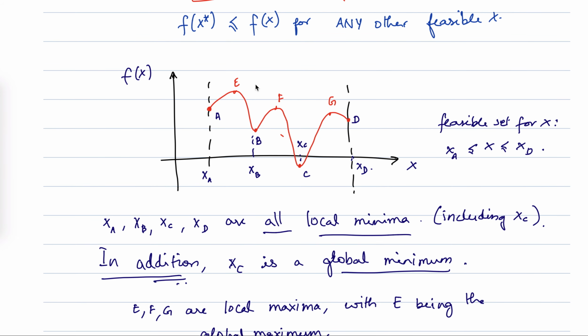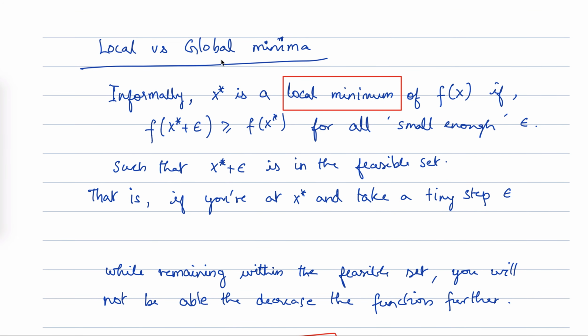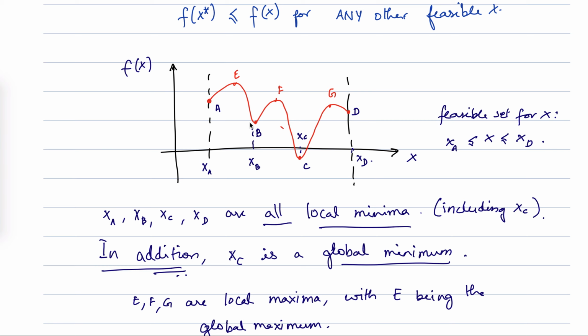Now, of course, we also have local maxima here. E, F, and G are local maxima, where E is the global maximum. Okay, so that's about local versus global minima or maxima. And some functions might have multiple local minima, and depending on the algorithm, we may get stuck in a local minimum, which is not a global minimum. Usually, we want the global minimum, but most methods will only give us the local minimum, and we're kind of stuck with that.